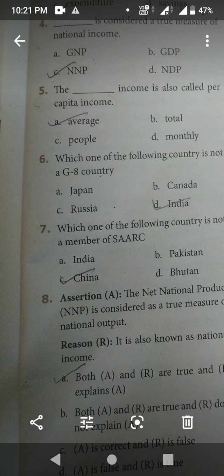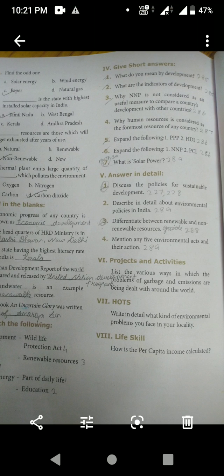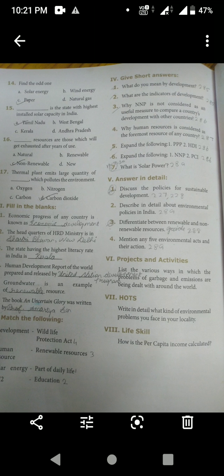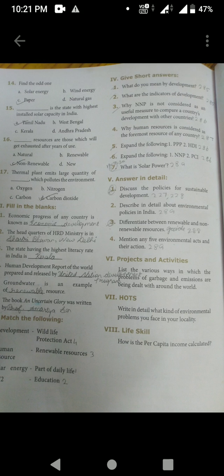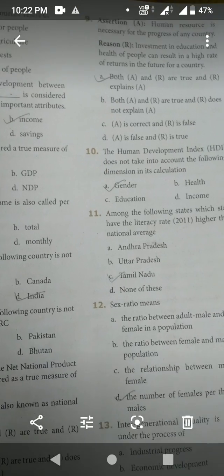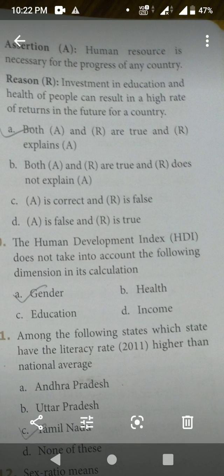Next, ninth question. Assertion: Human resources is necessary for the progress of any country. Reason: investment in education and health of people can result in a high rate of returns in the future for a country. Here option A is the correct answer. Both A and R are true and R explains A.